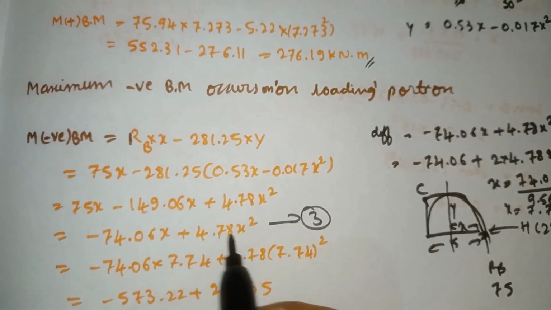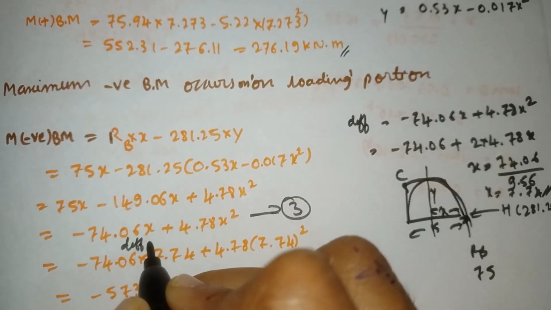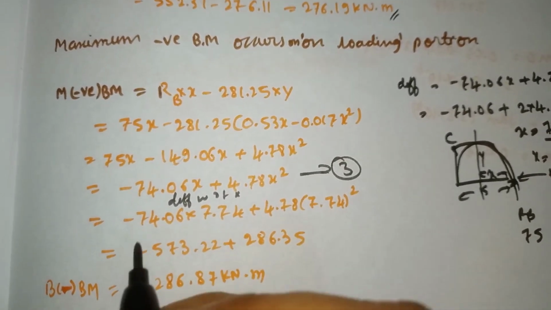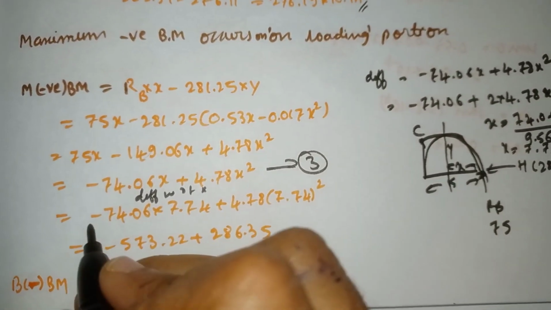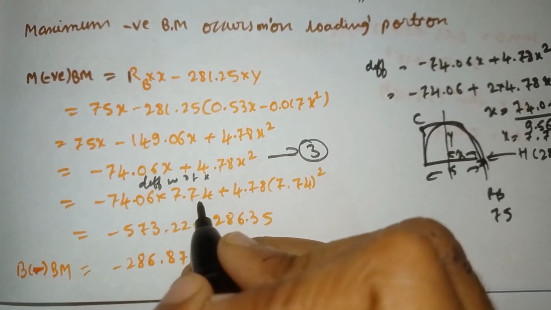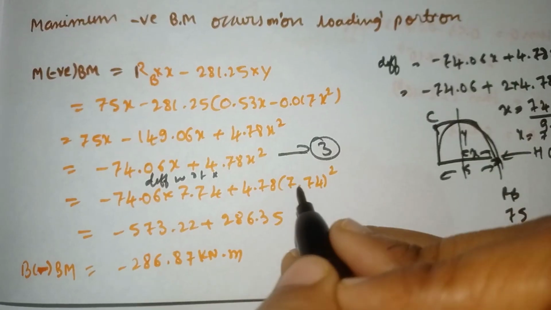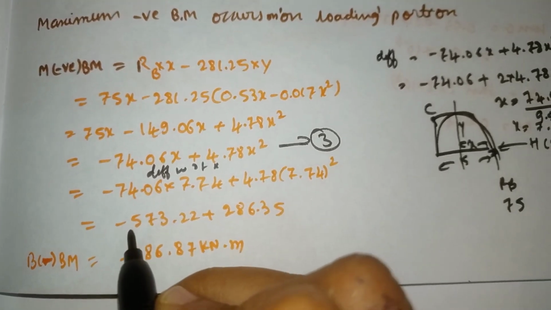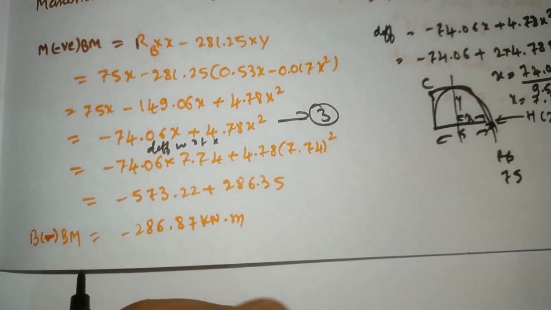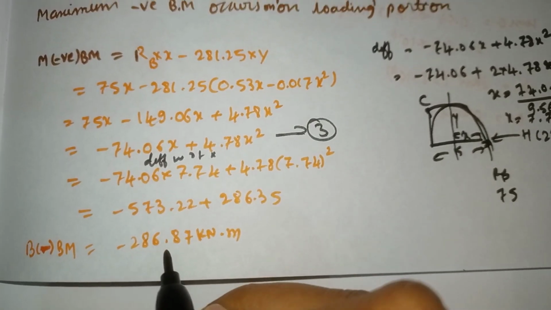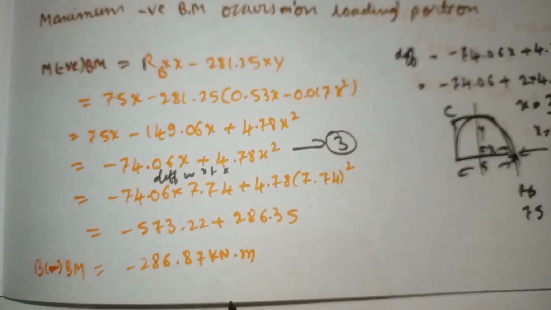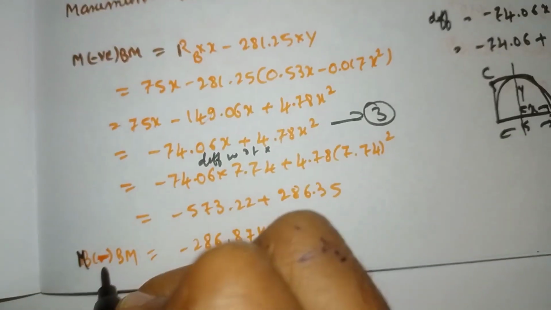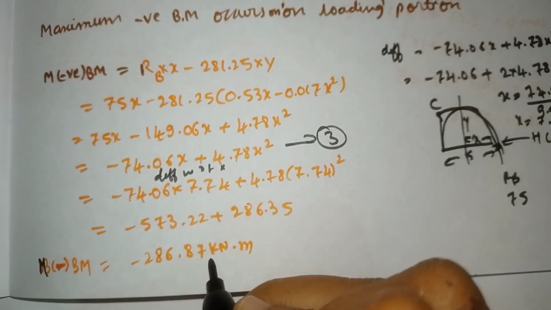Now substitute the x value in this equation. Here we need to differentiate with respect to x, and after finding the x value we substitute it in this equation. So I have directly substituted the x value: minus 74.06 into 7.74 plus 4.78 into 7.74 square. By simplifying, it will come out as minus 286.87 kilonewton meter. This is the value of the maximum negative bending moment, minus 286.87 kilonewton meter.